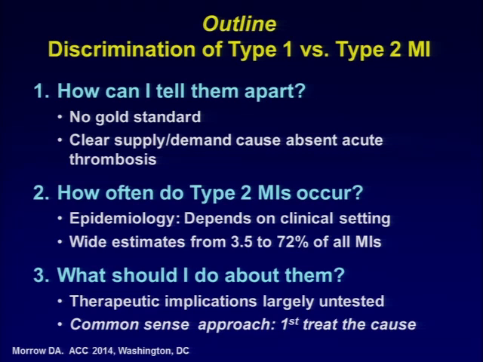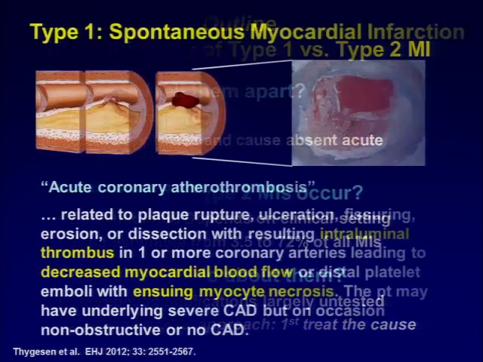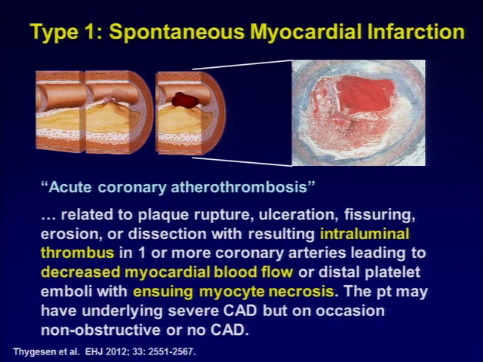And then the last question we all face is, what should I do about one if I detect it? And the therapeutic implications are largely untested. And this is a key area of research, but I think it is possible to take a common sense approach using the best available data so far. So with that construct, we'll start with spontaneous myocardial infarction, which is type 1 in the universal definition.